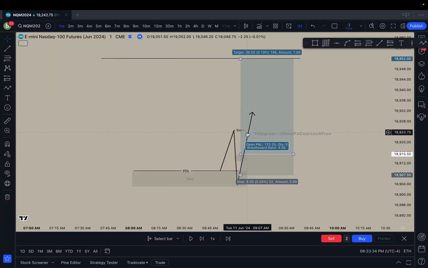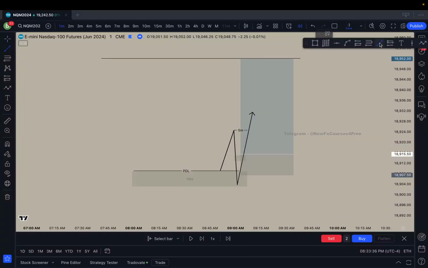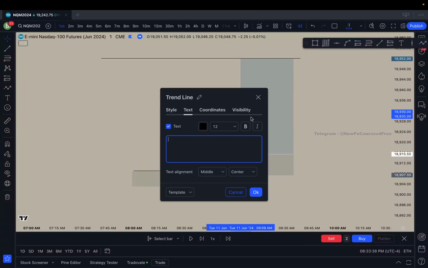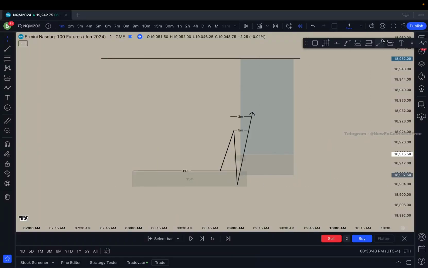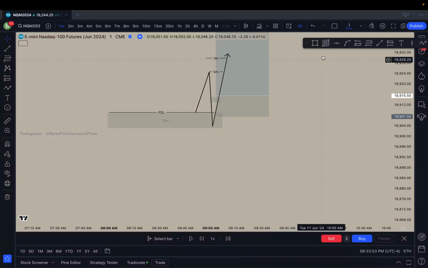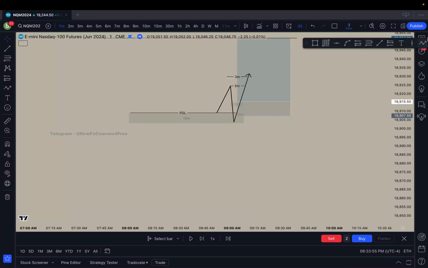So 5-minute, let's say we have an unfilled 3-minute above, okay? That's another take profit. Let's say we have an unfilled 1-minute, whatever. And then you leave a runner to external draws. Let's say your bias is wrong and we end up trading lower. Okay, you get stopped at break even, right? That's that.